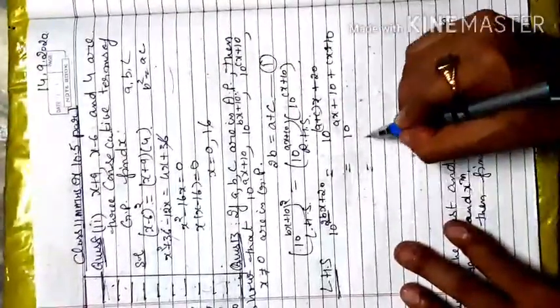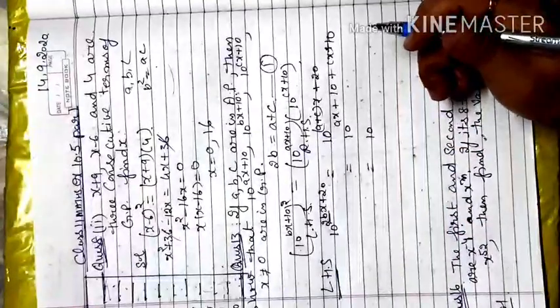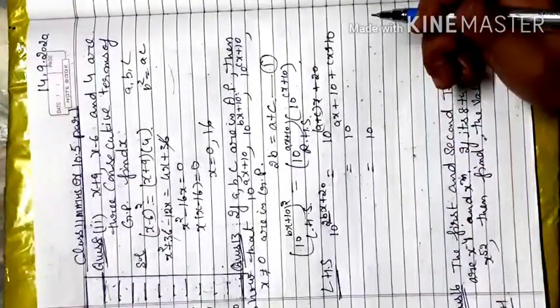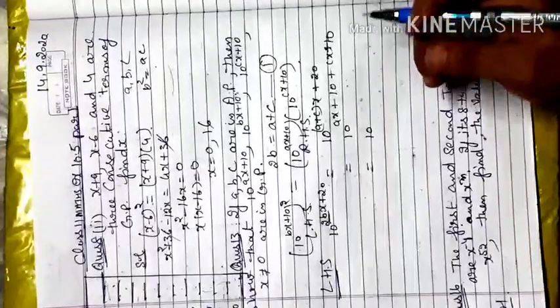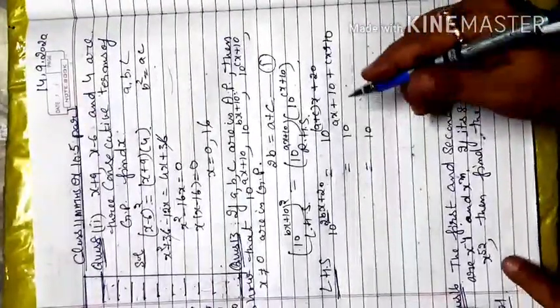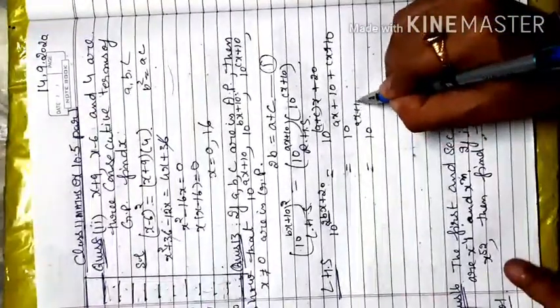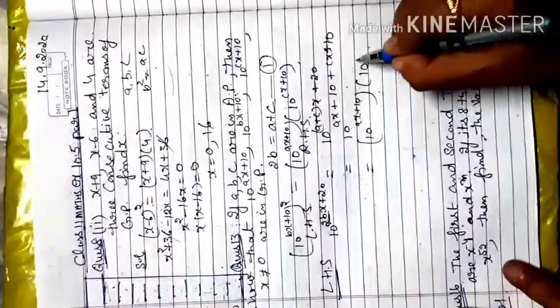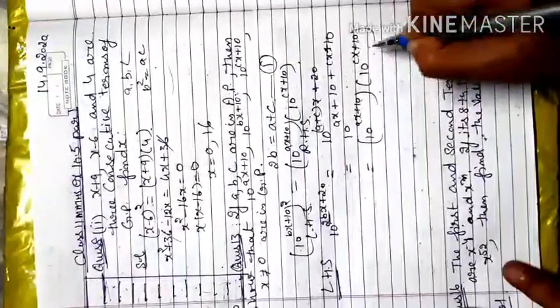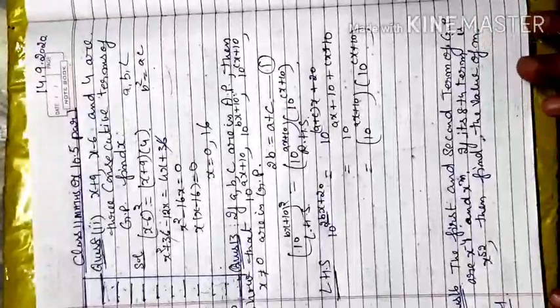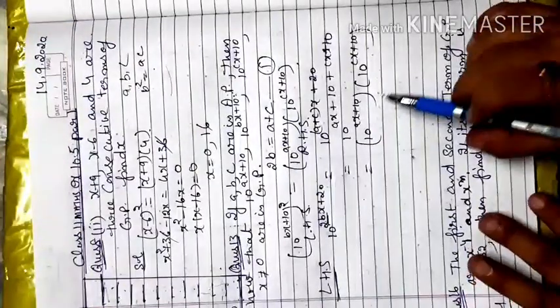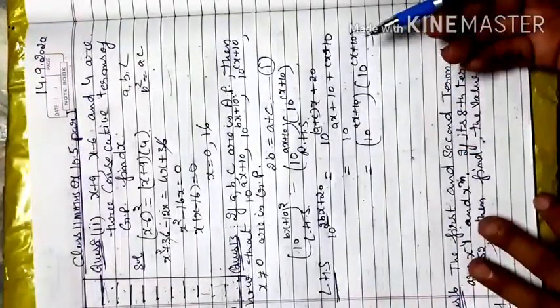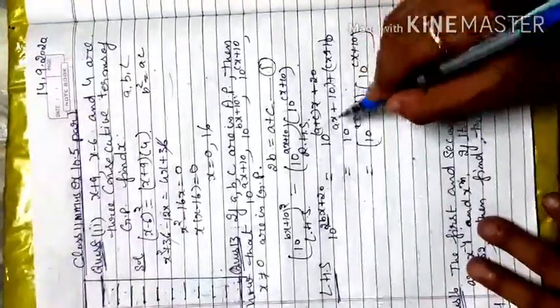Now I separate the terms because if the same base is there and the power is shown, I can separate the powers by writing them the same way in multiplication: ax plus 10 and 10 cx plus 10. That is your exponent law. If your bases are the same, multiply with each other, the powers will be added. So I can go the opposite way to separate the powers.